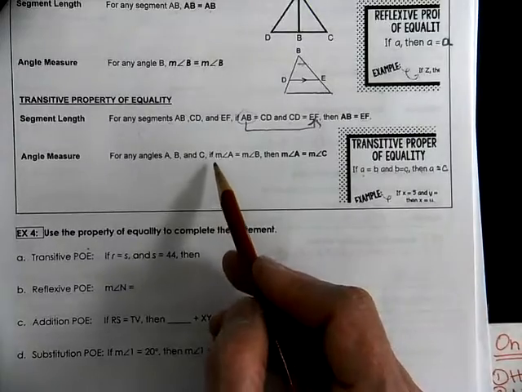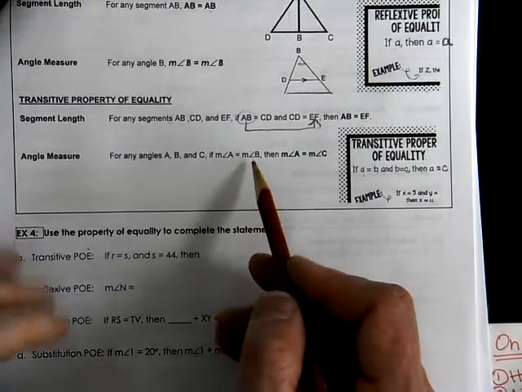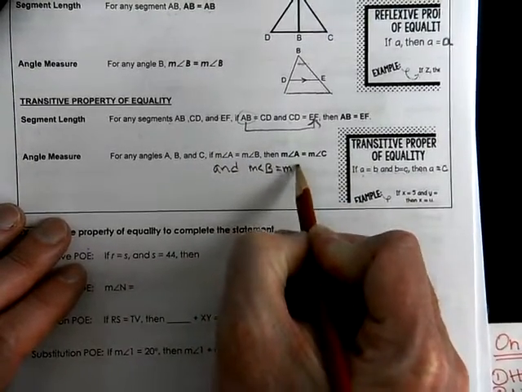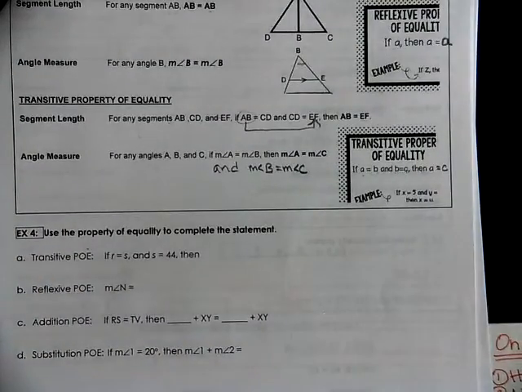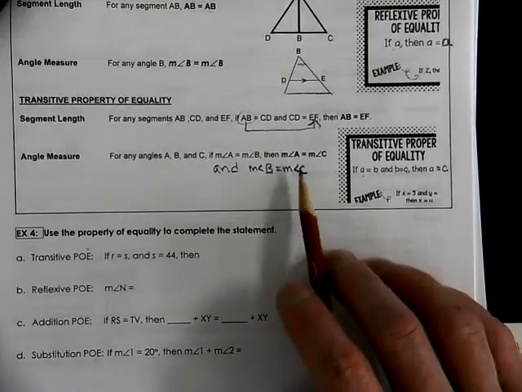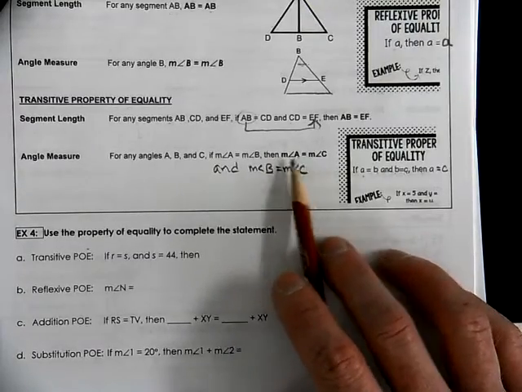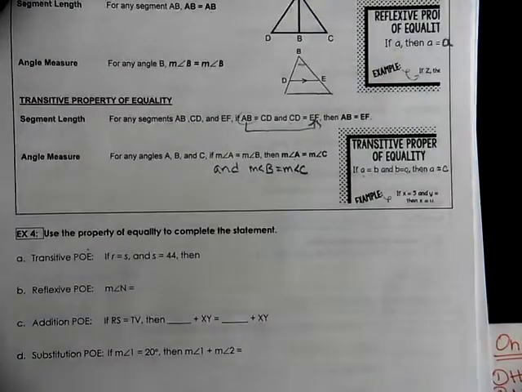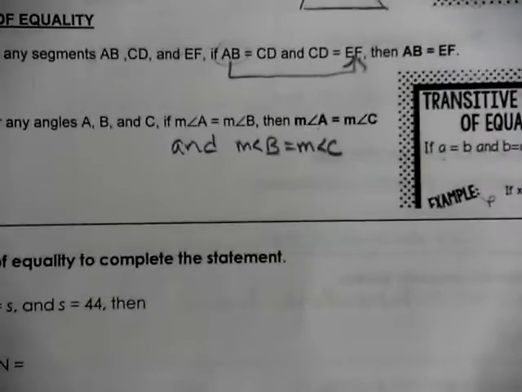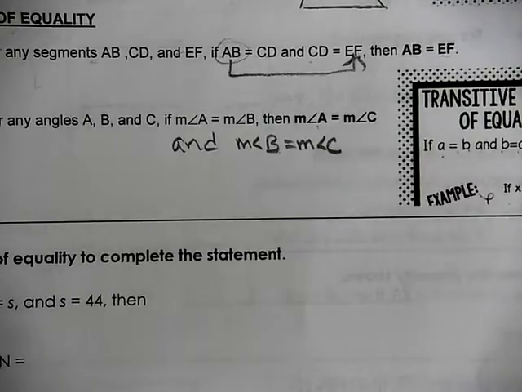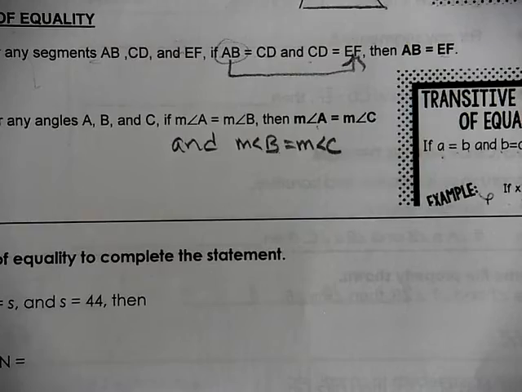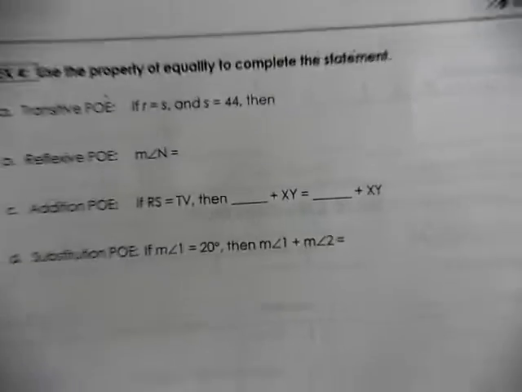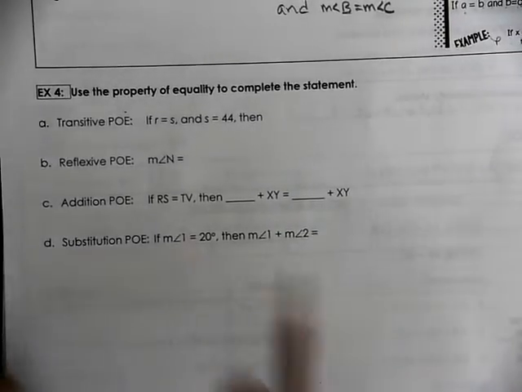Same thing for angles. If the measure of angle A equals the measure of angle B, and the measure of angle B equals the measure of angle C, that kind of fell off my page apparently, so that needs to be put back in there, then the measure of angle A has to equal C. We're working our way around the B. So we'll come down to our final properties and see what we think about writing those in.